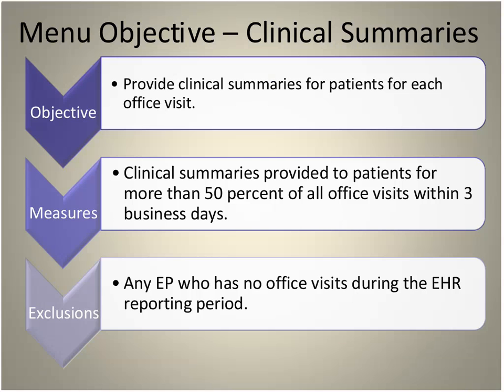The next objective, which is a menu set objective, is very simple, but is very, very similar to what we just looked at, which was a copy of the health record. Here we're looking at a clinical summary, based on and focused on a particular encounter. The objective here is to provide clinical summaries for patients for each office visit. That means every time there is a clinical encounter, an office visit, a clinical summary is generated and provided to the patient.